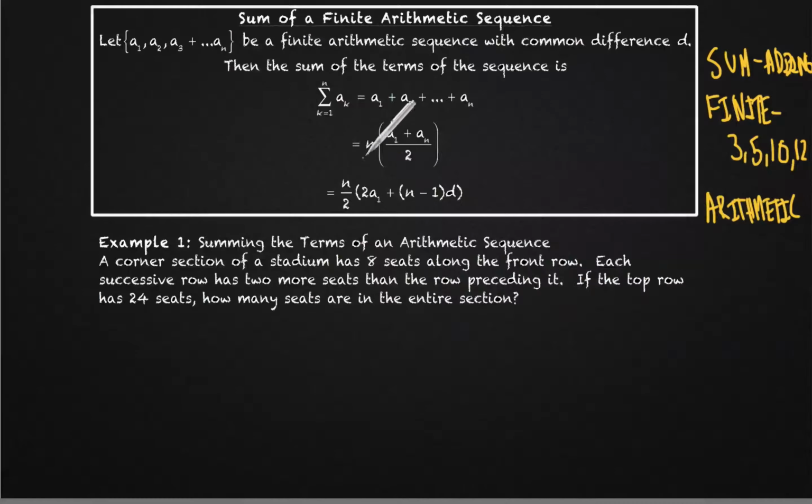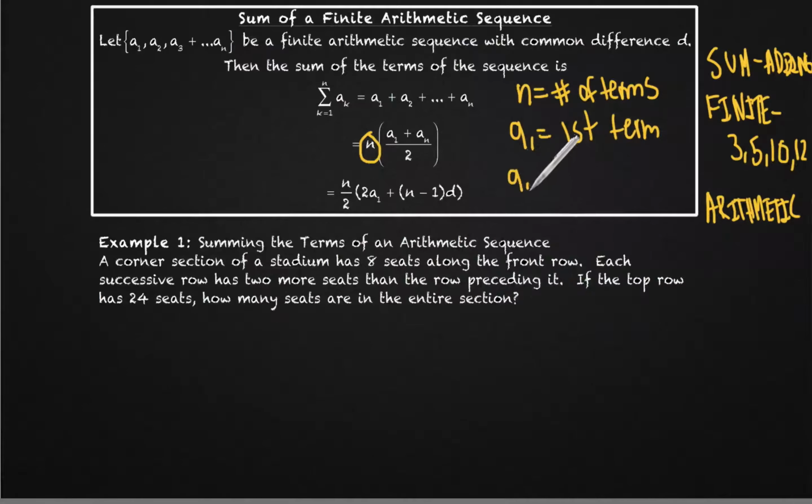So notice that both of the formulas you need to know n. So let's talk about what these letters are. N is the number of terms you are adding together. A1 is the first term in the list. And A sub n is the last term in the list. And so if you have these 3 things, you can use this formula here.